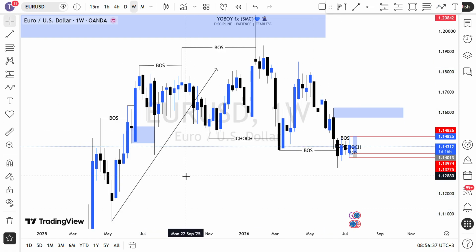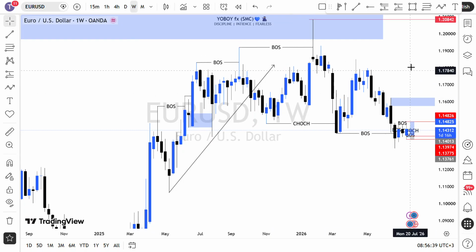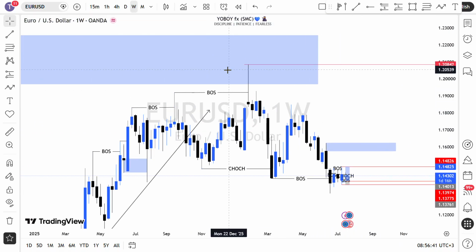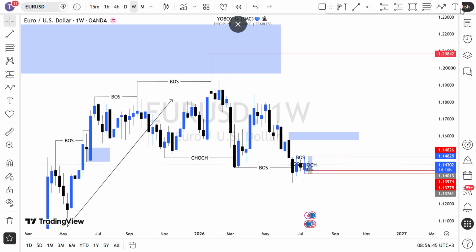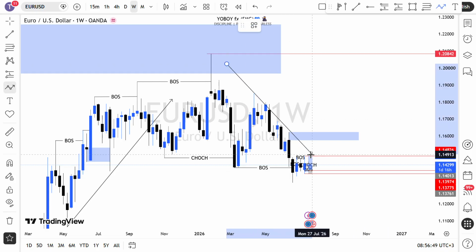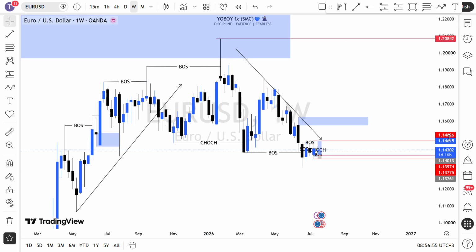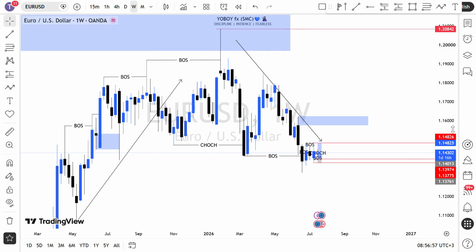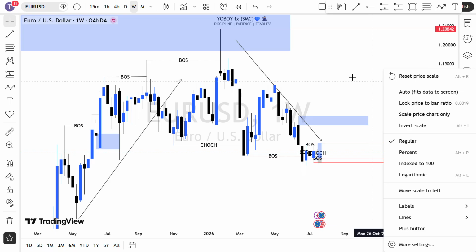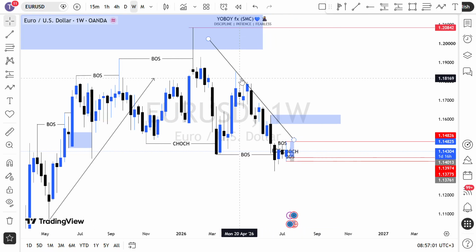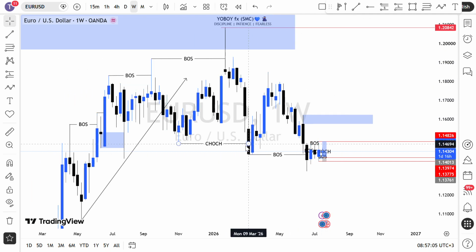We had this uptrend, and now after price traded into this area of interest from a monthly time frame, we are going to see the market turning into a bearish momentum. That's why we have this change of character. That's why we have this shift of market structure, giving us a signal that now we are heading into a bearish momentum.